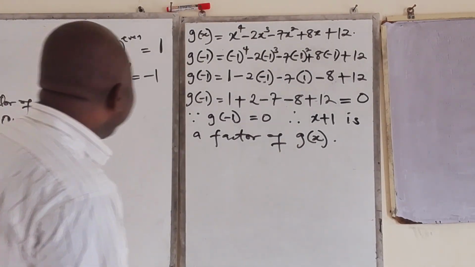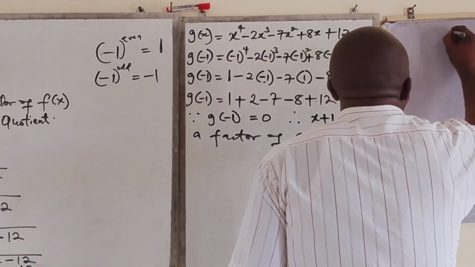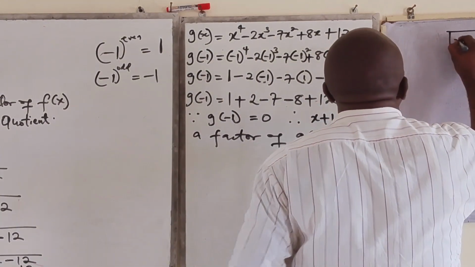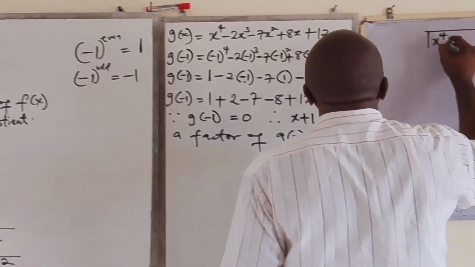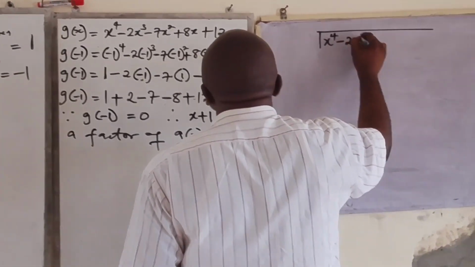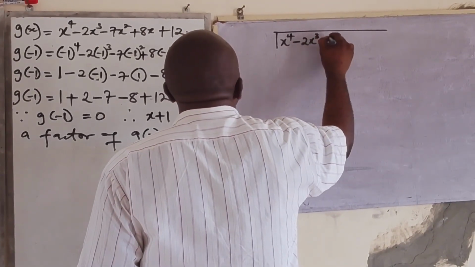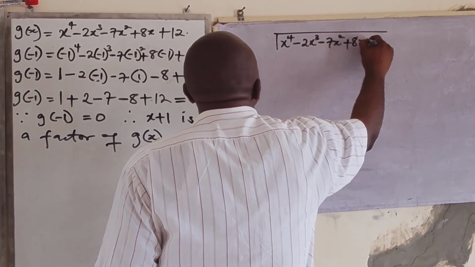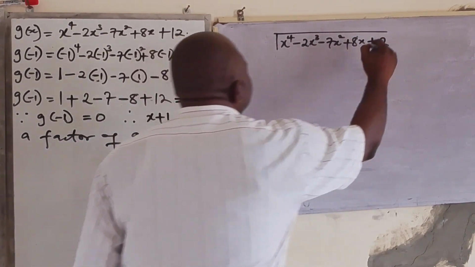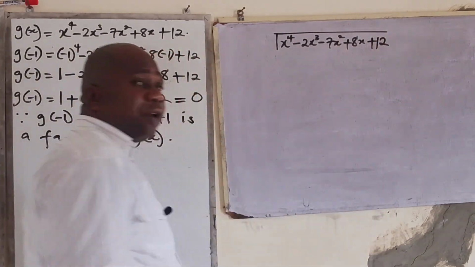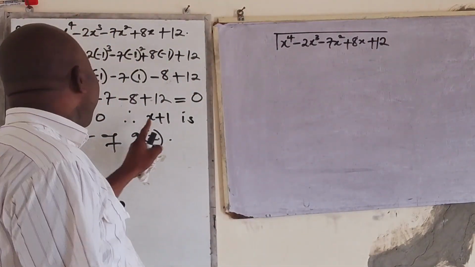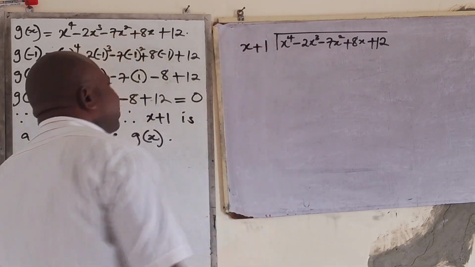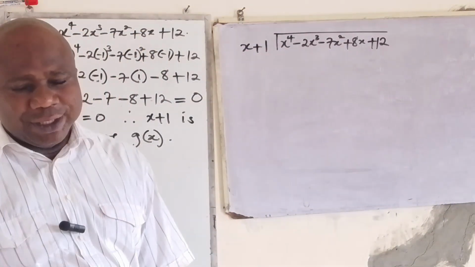So now we're going to go by another long division. So here we have the g of x, which is x raised to the power of 4 minus 2x raised to the power of 3 minus 7x squared plus 8x plus 12. Okay, it is 12 plus 12. Now because x plus 1 is a factor, we are dividing by x plus 1. Now let's look at this very closely.